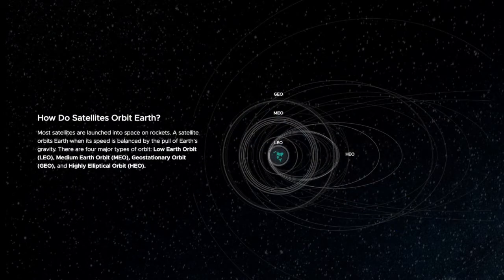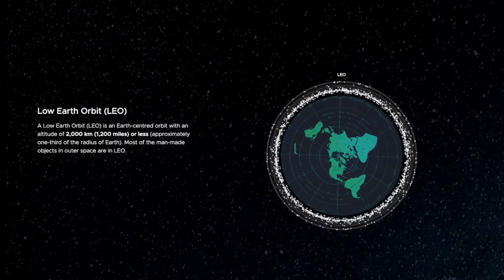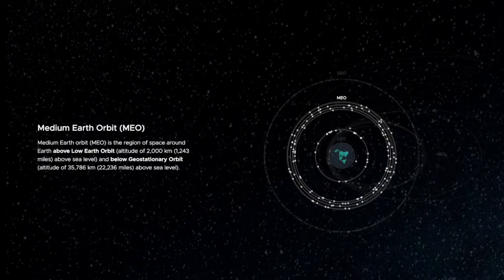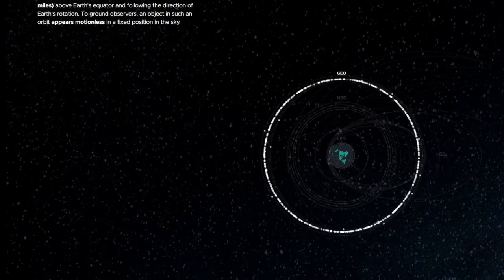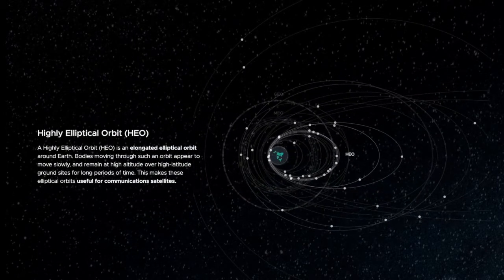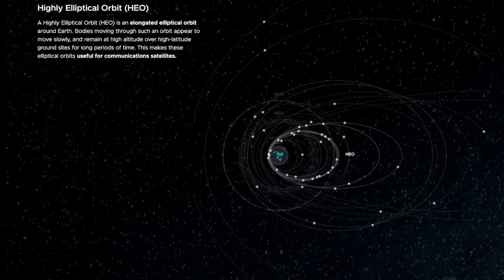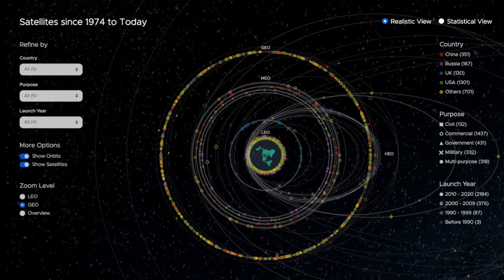Since our design structure is primarily built upon orbits, we will talk about 4 types of orbits in detail, including low Earth orbit, medium Earth orbit, geostationary orbit, and highly elliptical orbit. Through the combination of scrolling and animation, we aim to introduce these technical terms in an interesting and dynamic way. Now let's get to the second part, which is the dashboard.